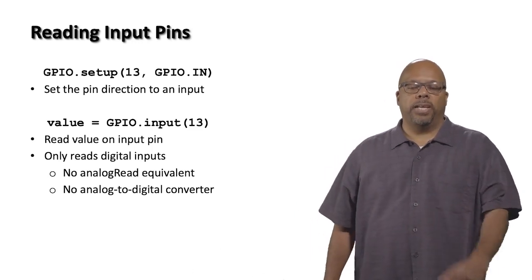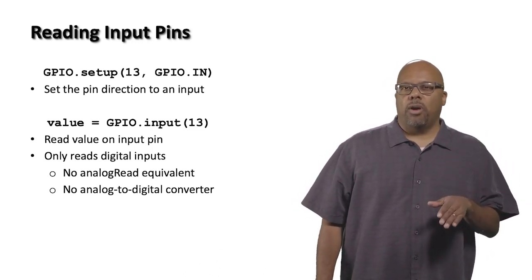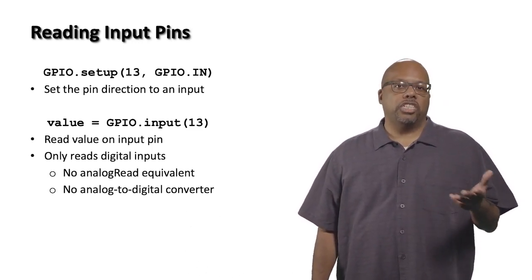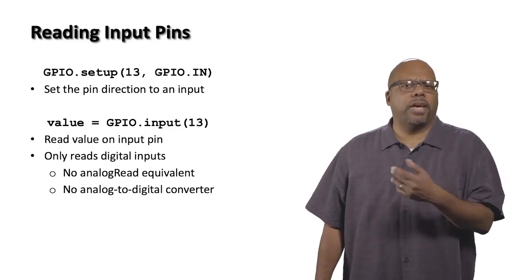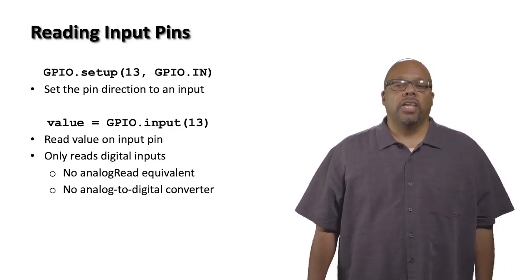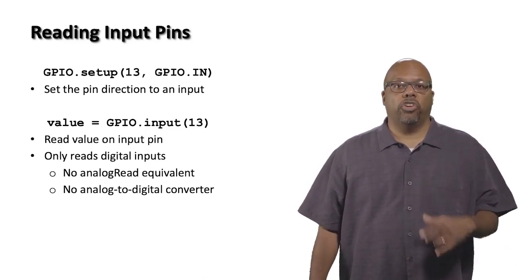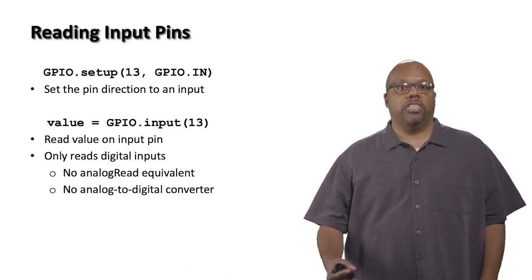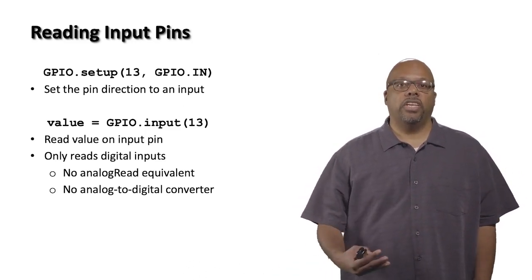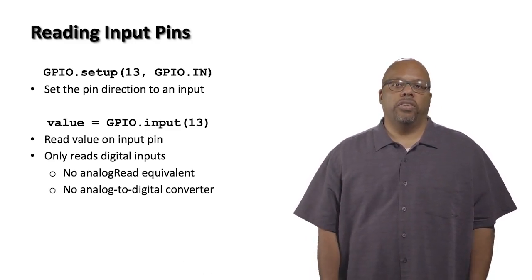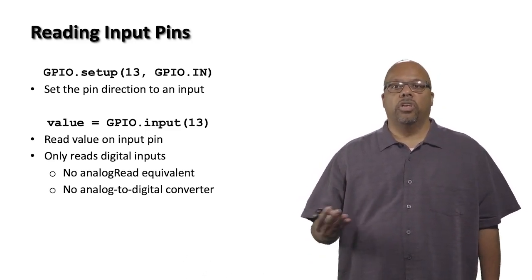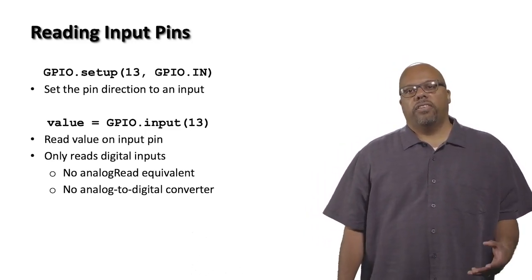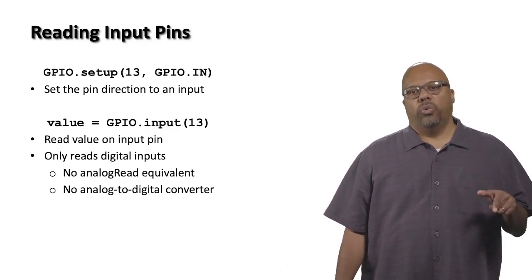Now, reading input pins. So we talked about how you drive an output pin. How do you read an input pin? So first thing, you got to set it to be an input. So you would say GPIO.setup(13, GPIO.IN), right? That makes it an input. Then you can read from it and get a True, False value. So I can say value = GPIO.input(13). GPIO.input is a function. It reads from pin 13, and it reads a value into the variable value right there, which is whatever True, False value, 0 or 1, it's reading off the pin. Now, this is the same as a digitalRead on an Arduino.